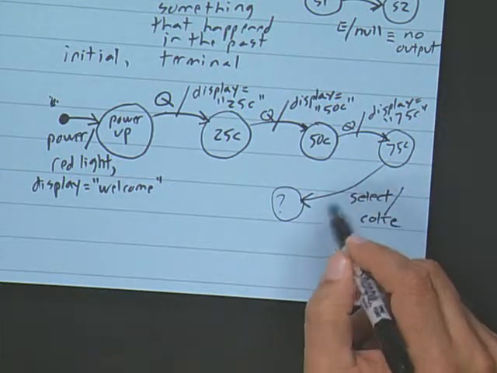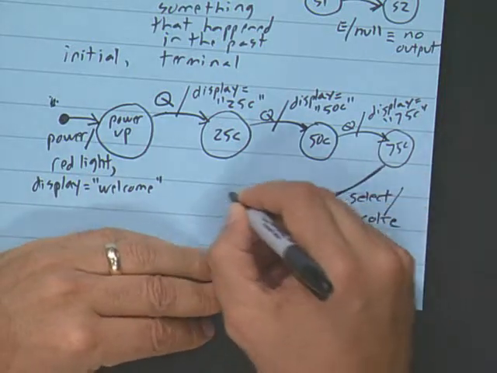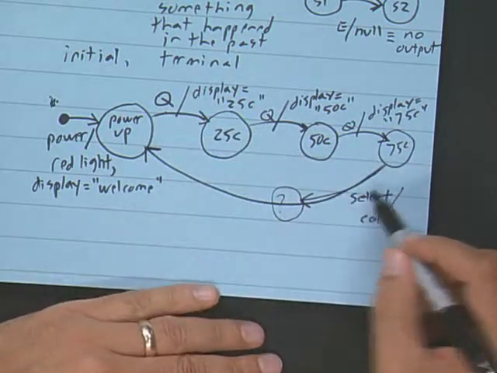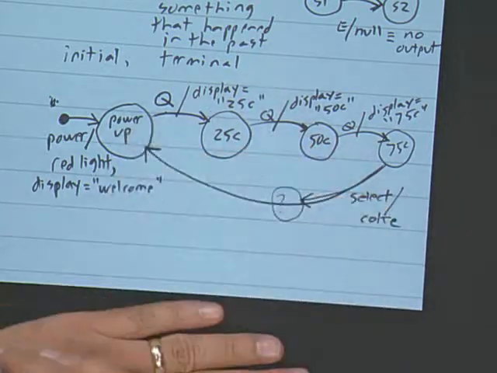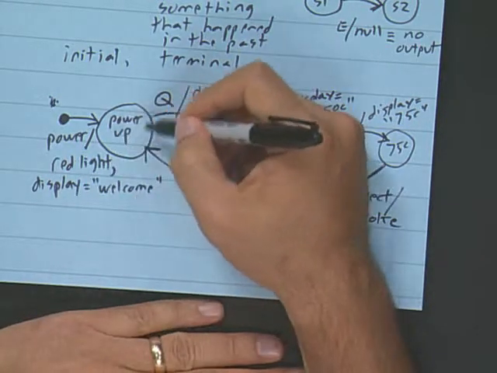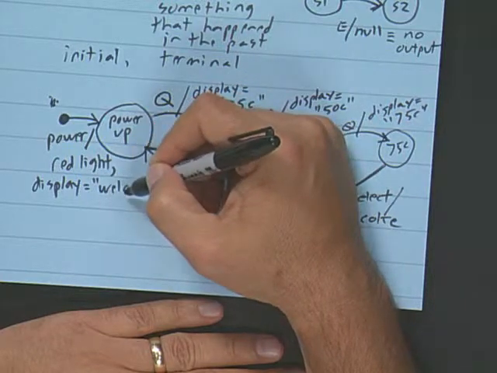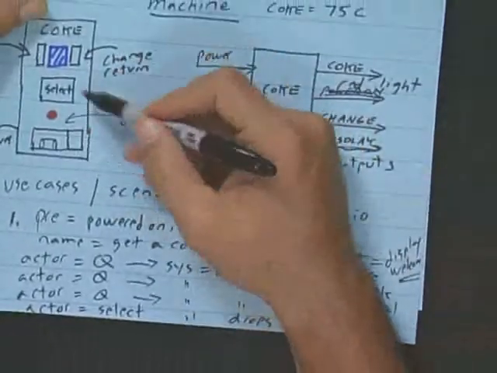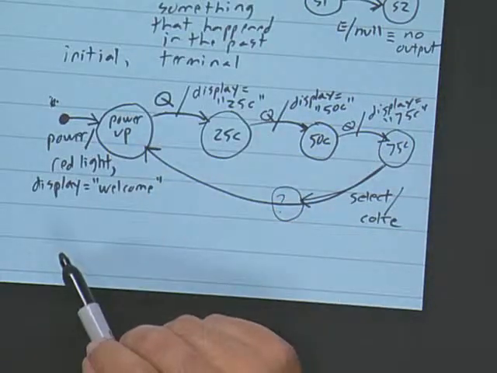How do you represent start all over again? Well, we can represent that by sending this right back to the initial state. That just says, I hit the select, I get my Coke, and I go right back to the initial state and wait for the next person. What's the system in this condition? Well, it's got the red light on displaying welcome. That's what I'd like to see here. And the post condition is I'm displaying welcome, waiting for someone else to get their Coke.